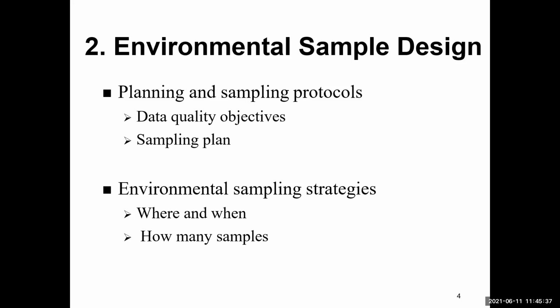This is how to plan and how to collect the sample; you make the plan. This is the planning and sampling protocol, and you follow the protocol. The second one is the environmental sampling strategy: how to make the strategy for the collection of the sample. Where and when. The strategy is where, the place, and when, the time, is defined, with the collection date.